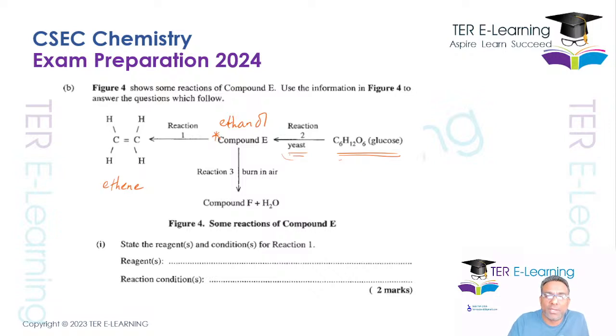Now, the next part, for reaction 1, you want to know what are the reagents and what are the conditions. So how do I convert ethanol into ethene? How do you convert ethanol into ethene? How do we do that?